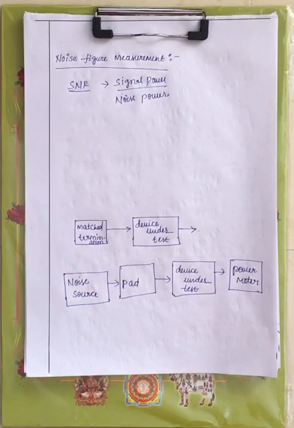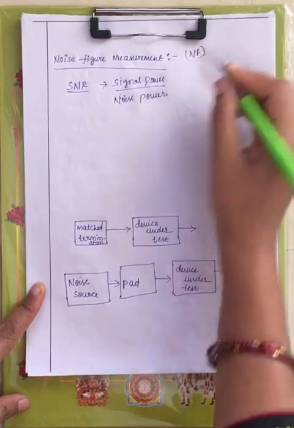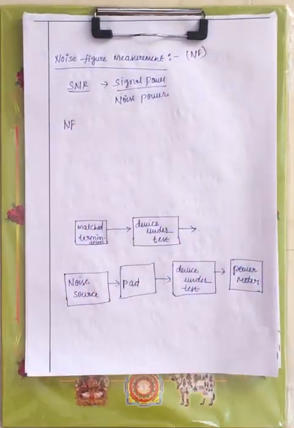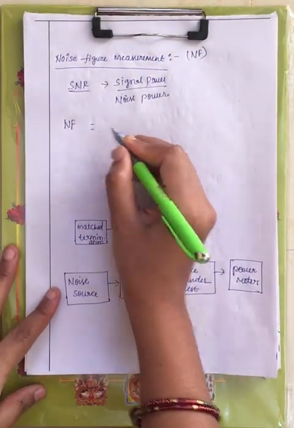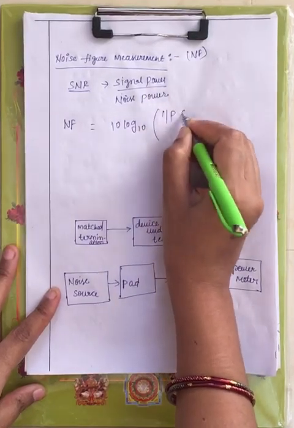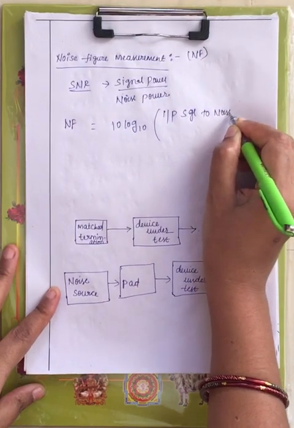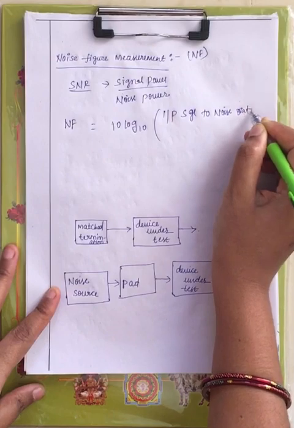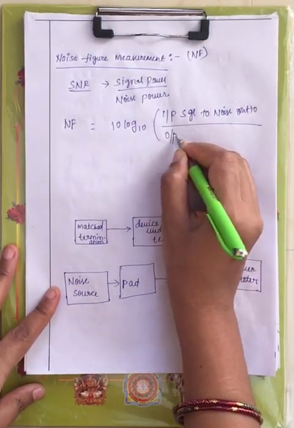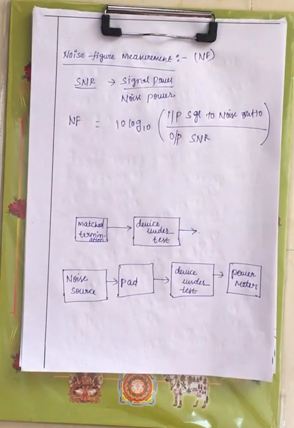Now the noise factor is denoted by NF. Noise factor or noise figure, both are the same. It is given by 10 log to the base 10 of the input signal to noise ratio divided by the output signal to noise ratio, which is nothing but the noise figure.